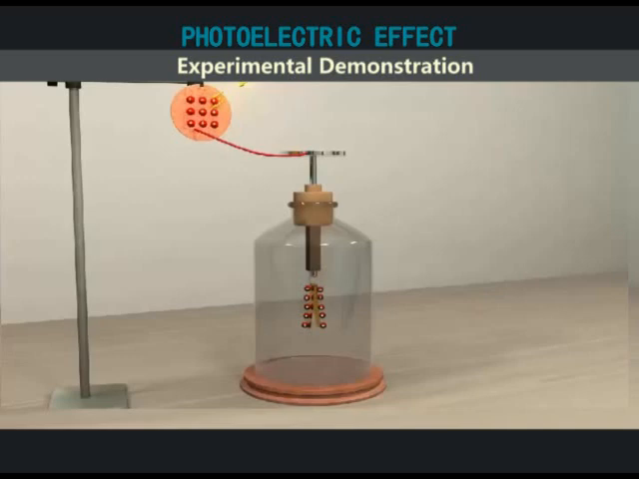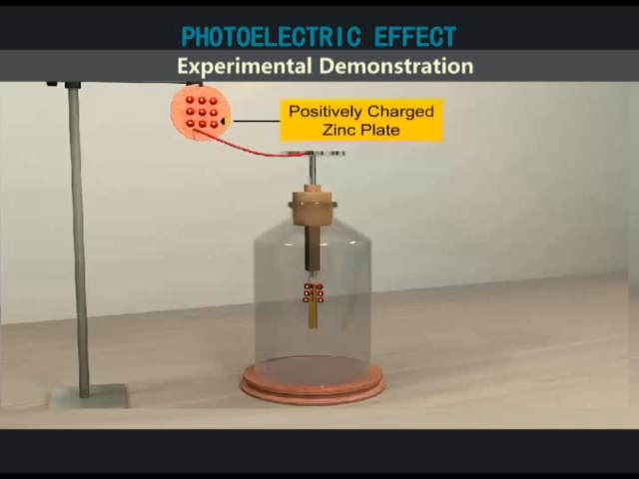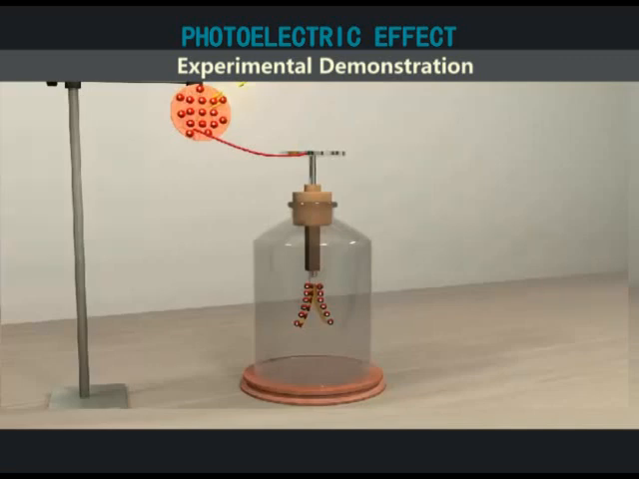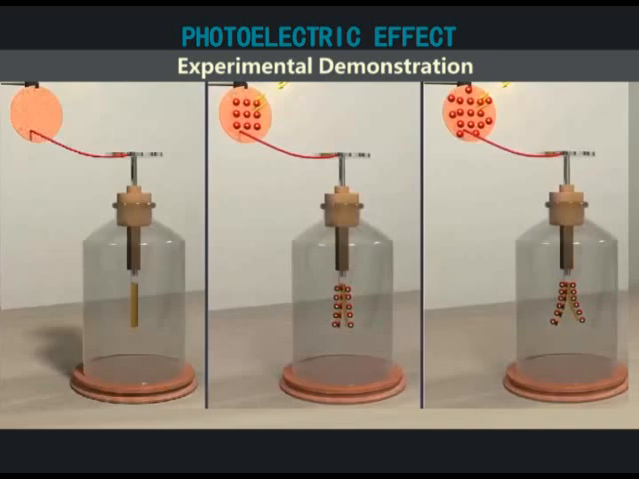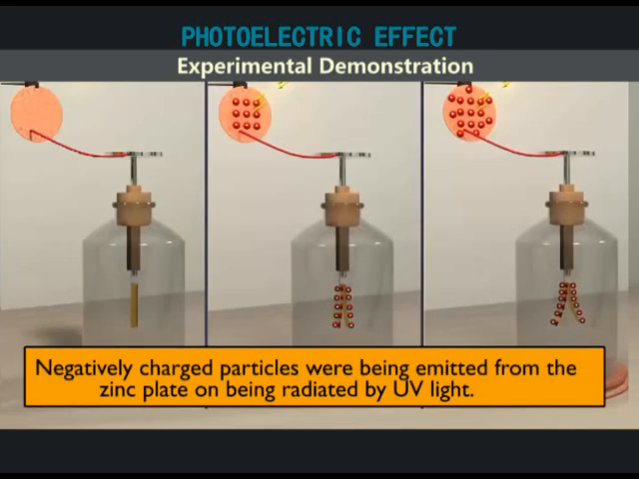Moreover, using a positively charged zinc plate in the experimental setup further enhanced the positive charge of the already positively charged zinc plate. From these observations, he concluded that negatively charged particles were emitted from the zinc plate on being radiated with UV light.